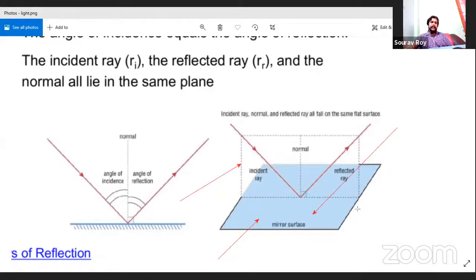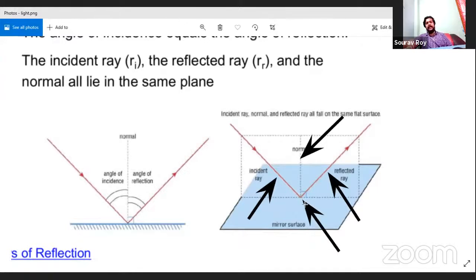Got it? So can you see the incident ray, the reflected ray, and the normal at the point of incidence all lying in the same plane? Again, I'm showing, please focus, with a little bit broader view. The incident ray, reflected ray, and normal at the point of incidence, are they all lying inside this plane or not? Yes or no? So they all lie inside the same plane that I'm talking about. Clear?